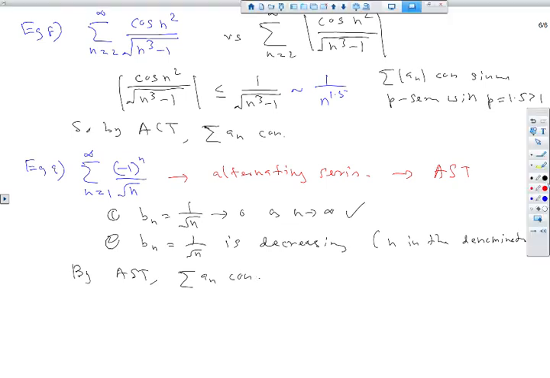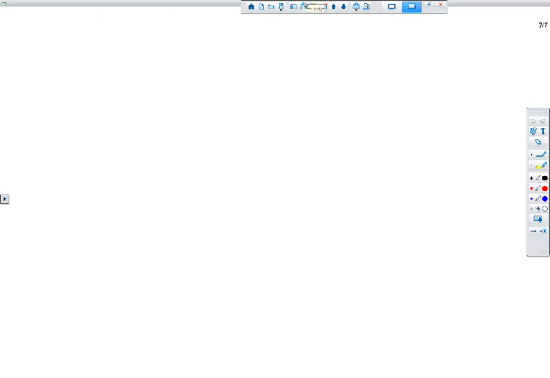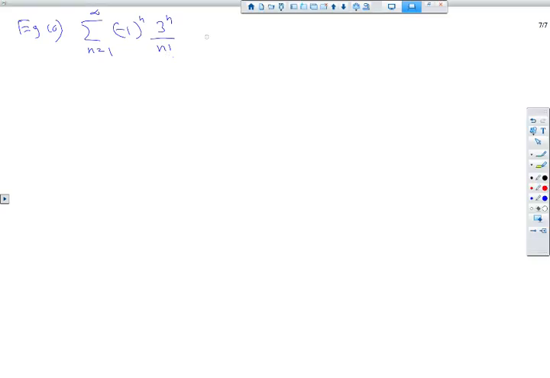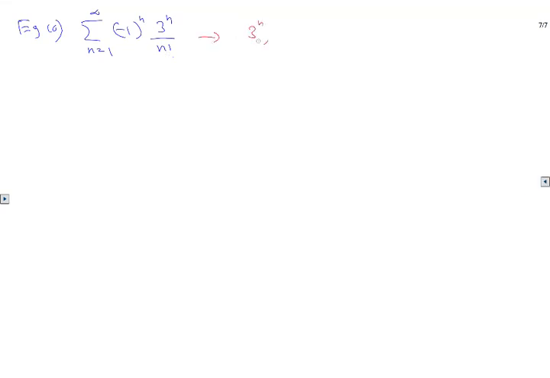So how about this problem? It is example number 10. The sum from n equals 1 to infinity of (-1)^n 3^n over n factorial. Now there's a secret here. The secret is you're going to see some powers of n, like e to the n, factorial, like n to the n stuff.